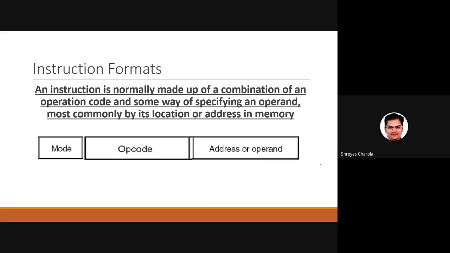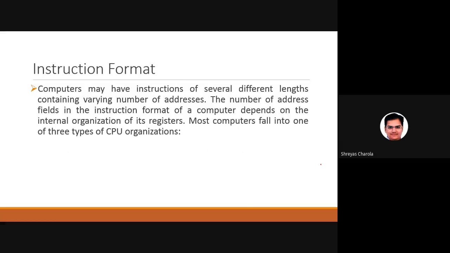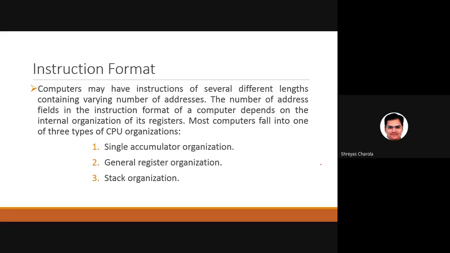Now, a computer may have instructions of several different lengths containing a varying number of addresses. If you are using a 16-bit computer and you upgrade it to 32-bit, the instruction format will change. The number of instructions will also change. Okay, so that is what we have.